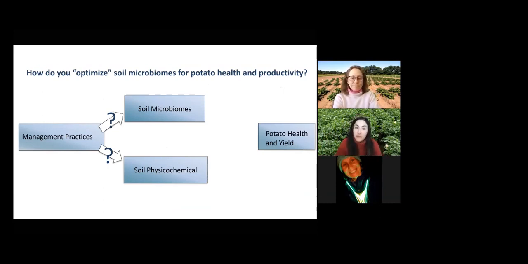So when I say that, I mean, how is the management practice influencing the soil microbial community, as well as the physical chemical characteristics of that soil? And then in return, how do these changes in these two components of what we're looking at for soil health impact the potato health and yield? And by doing this, we hope that we can have a more fine and refined scale of understanding the impact of management practices on soil microbiomes and how those play into potato yield and health for more optimized control.